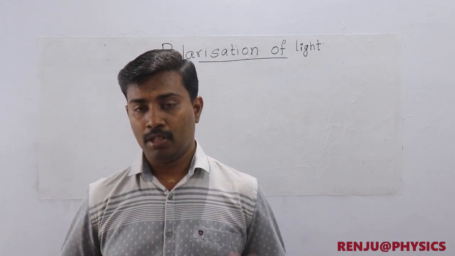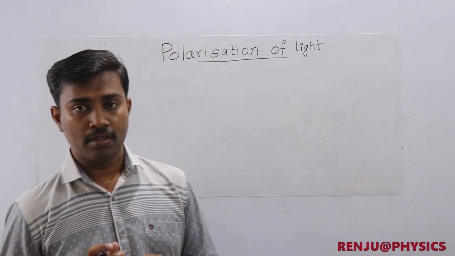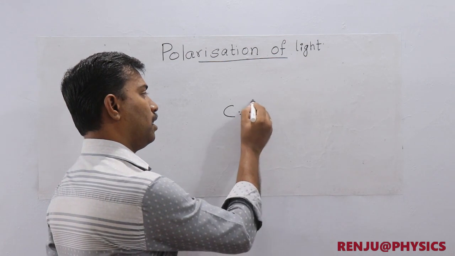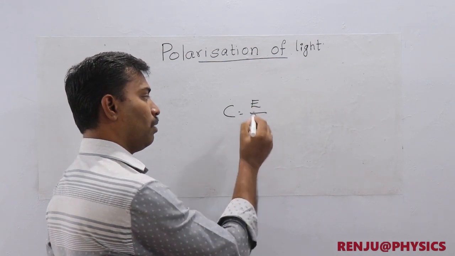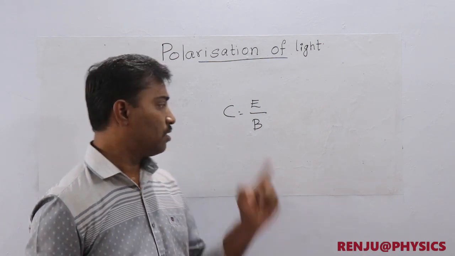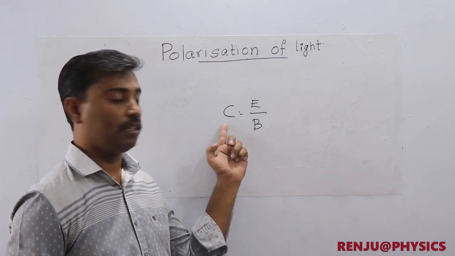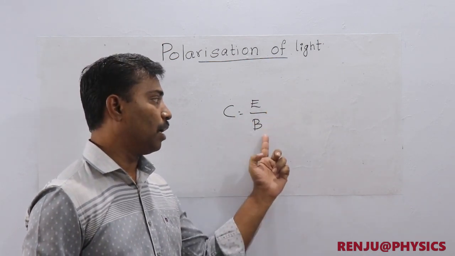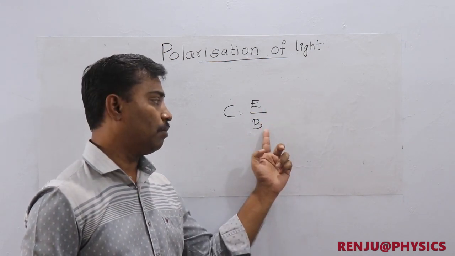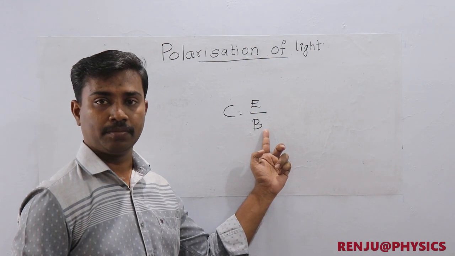In an electromagnetic wave, we know that the velocity of light is given by c = E/B. C is the velocity of the electromagnetic wave, that is equal to E by B. E is the amplitude of the electric field vector, B is the amplitude of the magnetic field vector.